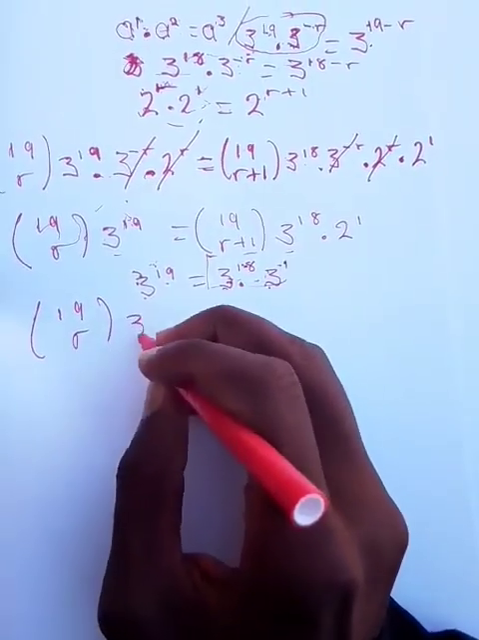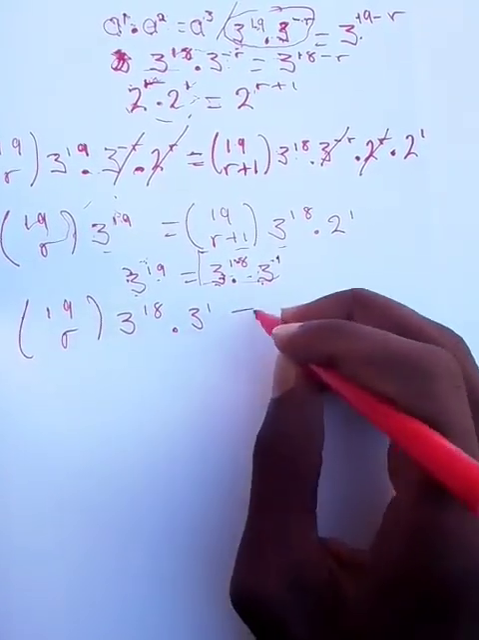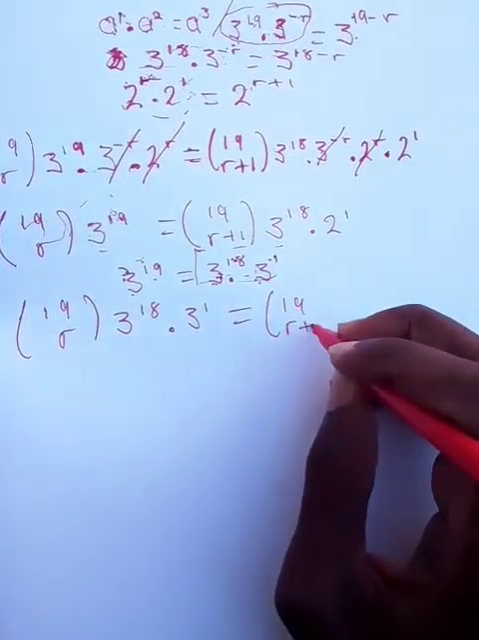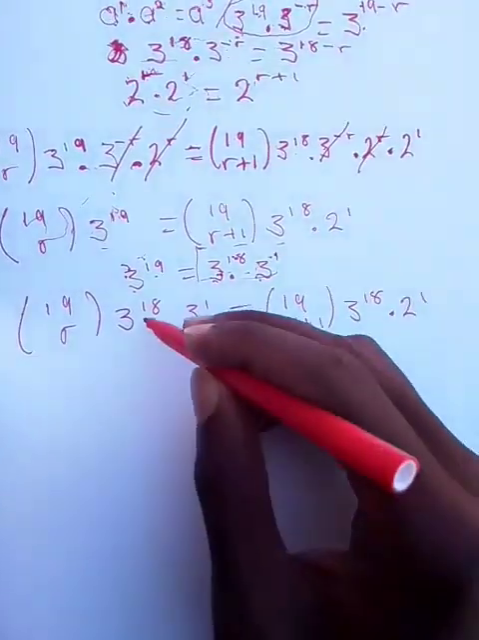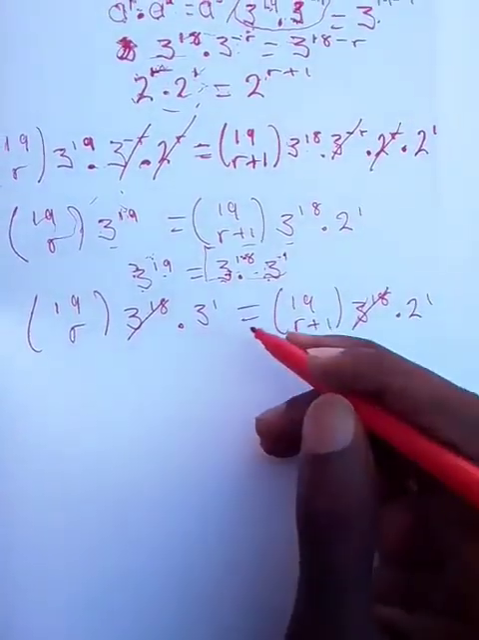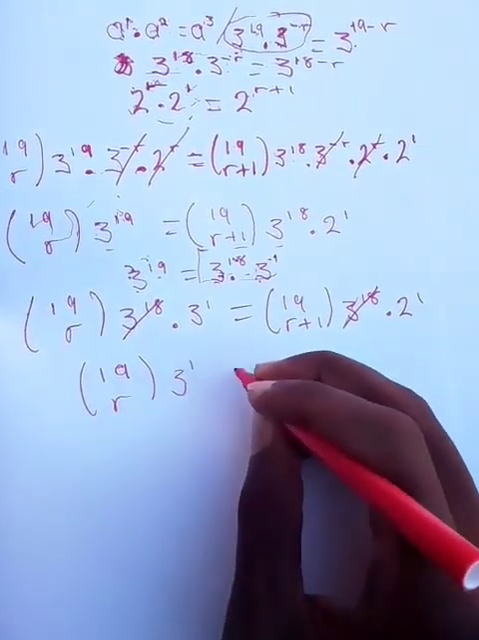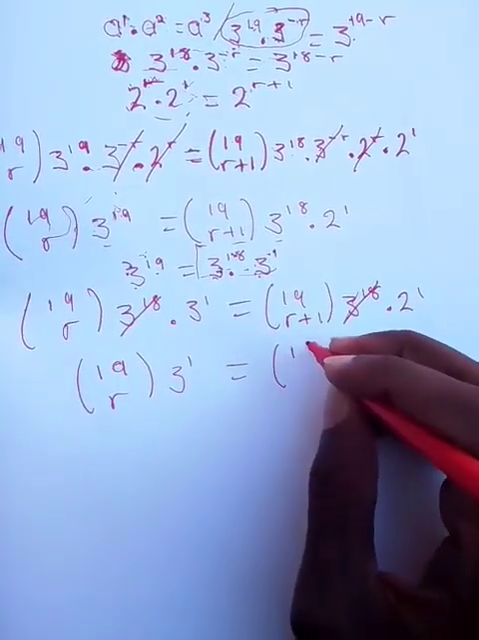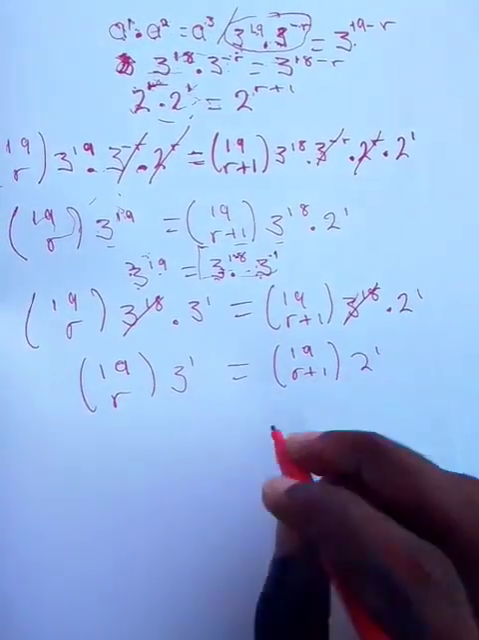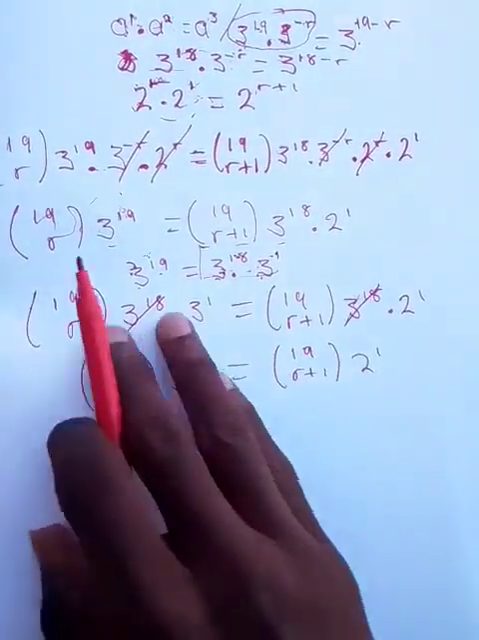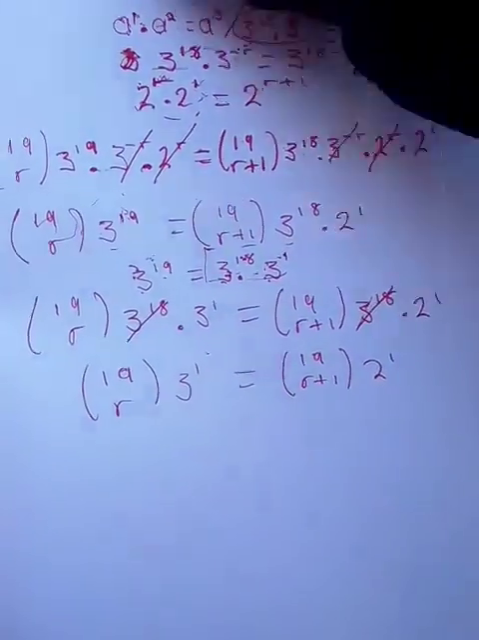So this time I'll write 3 raised to the power of 18 times 3 raised to the power of 1 is equal to 19r plus 1, 18 times 2, 1. Now we can cancel out another thing here, right? And finally we have 19r. I think this time we can't simplify further. We are done simplifying whatever is not in the combinations. Okay, so now we are good to go.